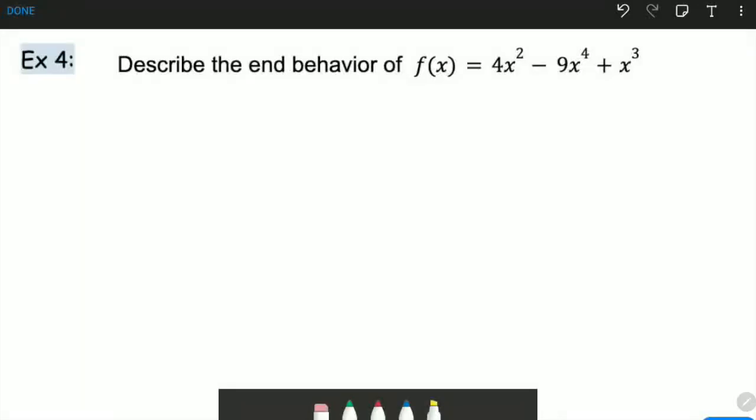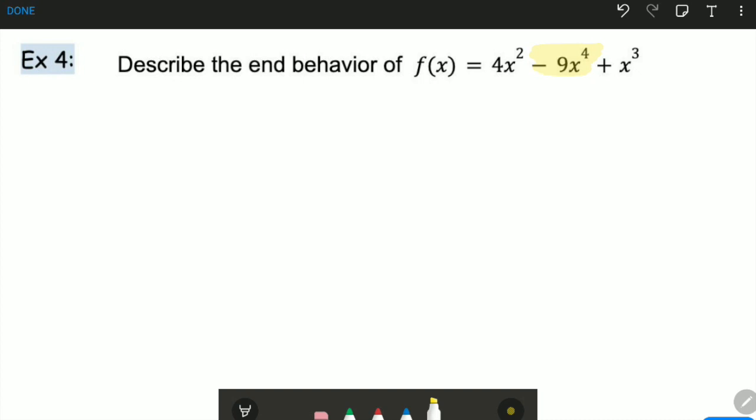Okay, in this video, we're going to describe the end behavior of the polynomial function f of x equals 4x squared minus 9x to the fourth plus x to the third. And again, we could do this by graphing, but we're going to focus instead on using properties of polynomials. And for that, we need the leading coefficient and degree. So we're going to focus on that highest power term, which happens to be here.